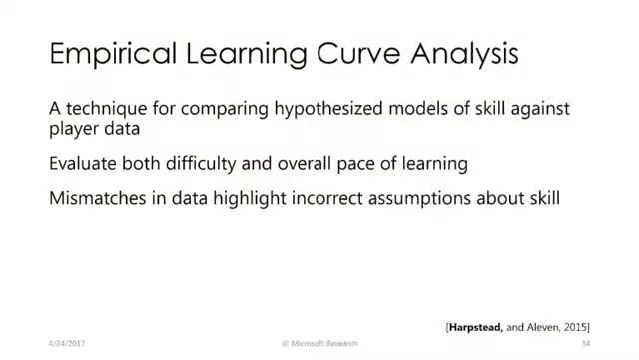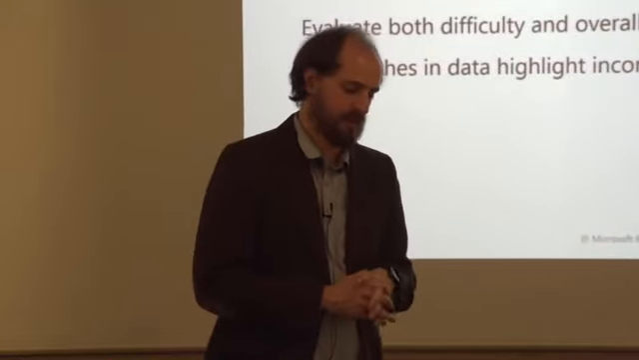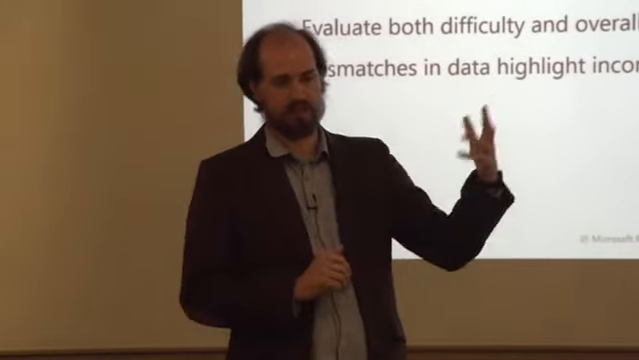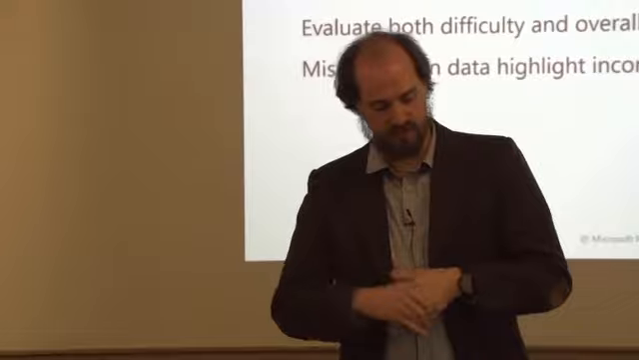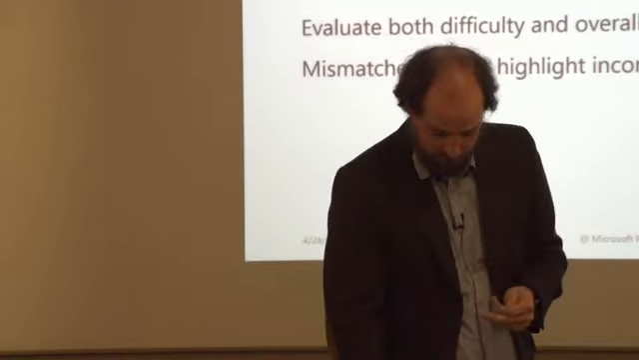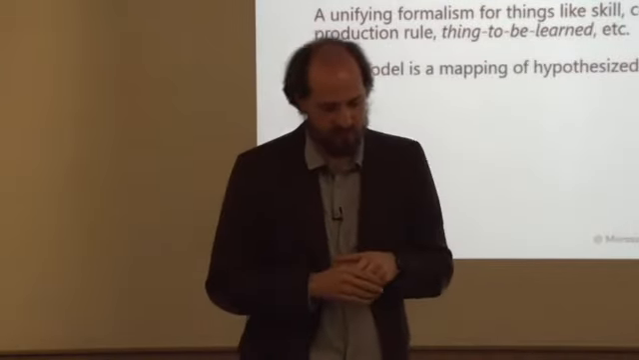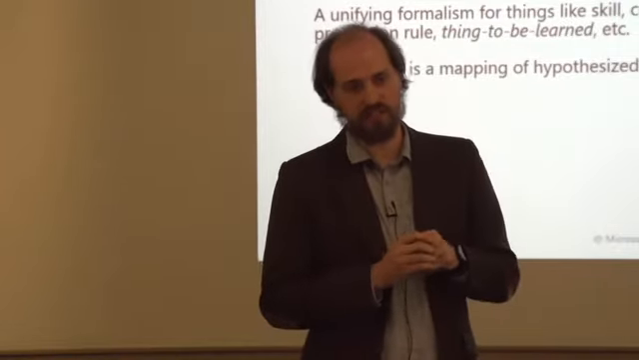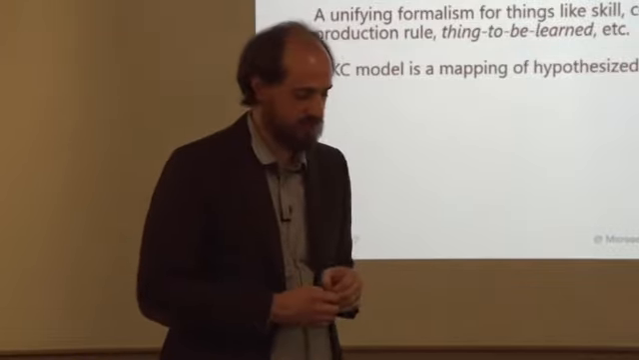The field of intelligent tutoring systems has this process called empirical learning curve analysis, which is a technique for comparing hypothesized models of skill against actual player or student data. This is good for evaluating both the difficulty and overall pace of learning within an environment. Mismatches between data and prediction can help highlight incorrect assumptions about what skills are in a particular space. A central concept here is what's called a knowledge component model. Knowledge components are an acquired unit of cognitive function that can be inferred from performance on a set of related tasks. Essentially, if you have a knowledge component in your head, you will do well at tasks that require it. It's a relatively simple notion.